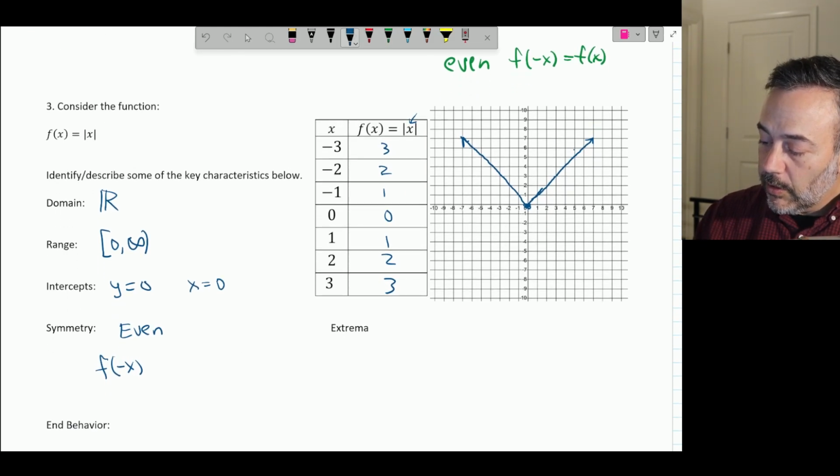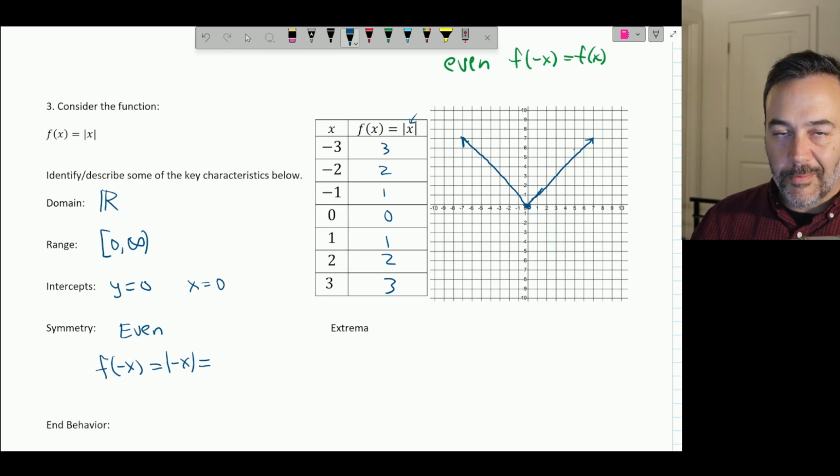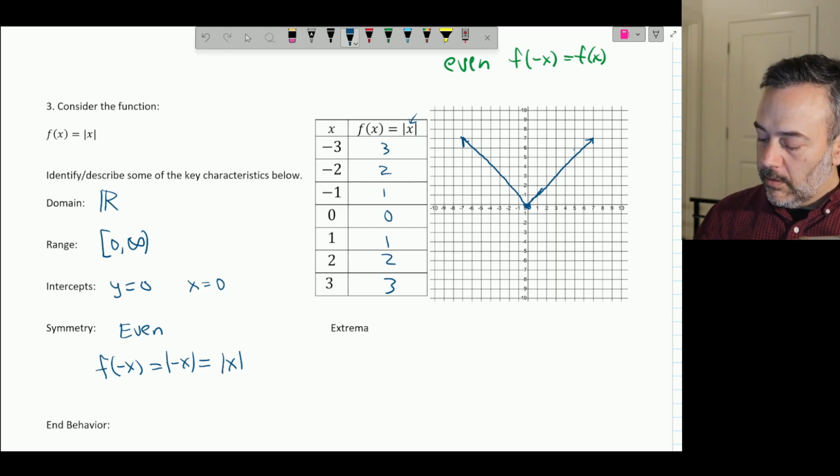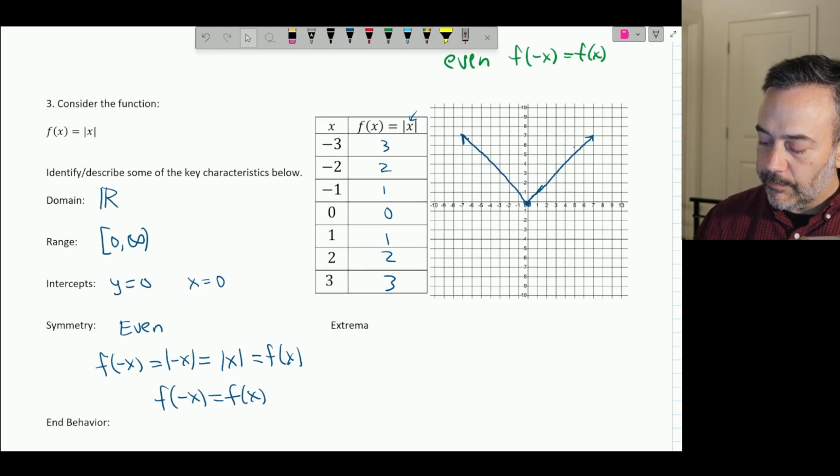Well, let's check. What is f of negative x? It's the absolute value of negative x. But what's that? The absolute value makes this x, and that is the original function, f of x. So we have just shown that f of negative x is equal to f of x. So it's even.